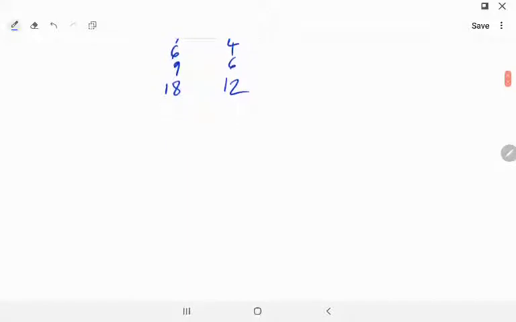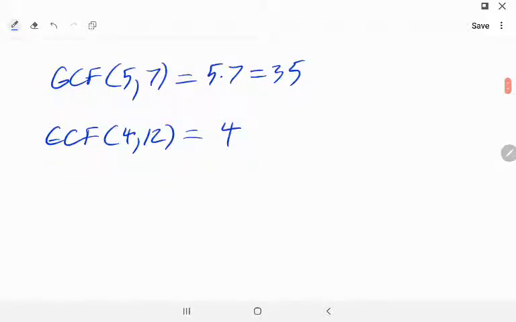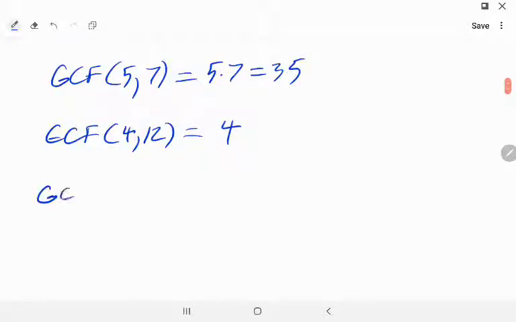If we look at the GCF of two numbers that have no common factors, say the GCF of 5 and 7, that's just going to be 5 times 7, which is 35. If we look at the greatest common factor of two numbers where one is a factor of the other, like 4 and 12, that's just going to be 4. So if one number is a factor of the other, it's easy. If the numbers have no common factors, it's easy.